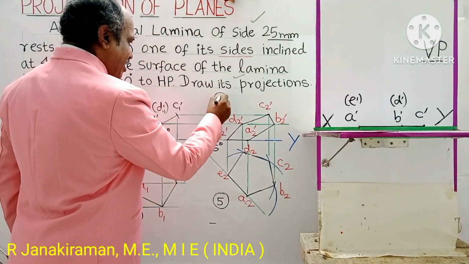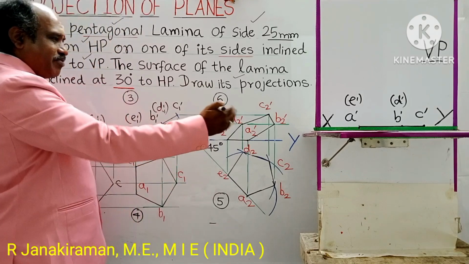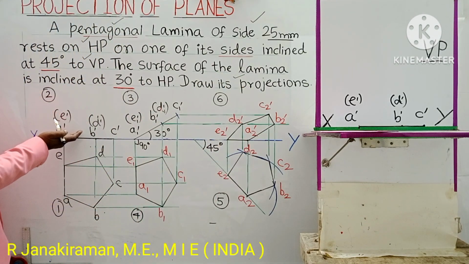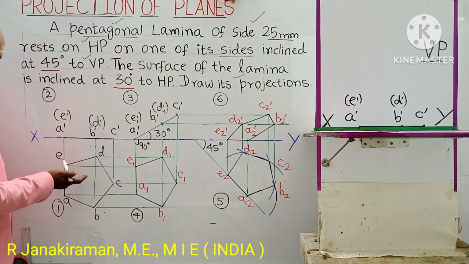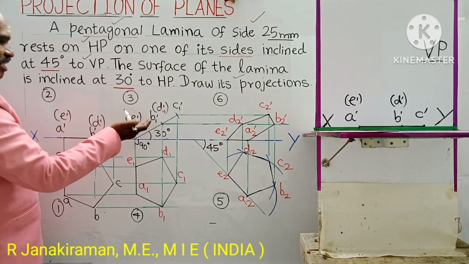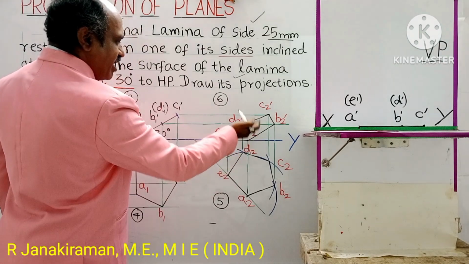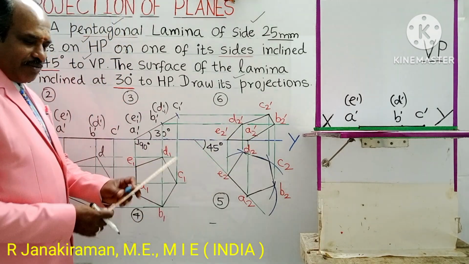It's our sixth diagram. You have to go in sequence. Directly you cannot draw this. You have to draw the simple position top view, front view, surface inclination top view, front view, surface inclination front view, top view, final top view and final front view. Okay. Next we will dimension this.